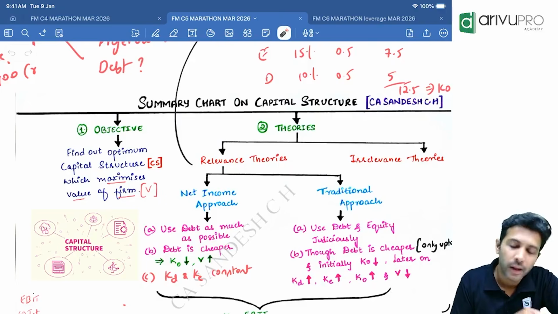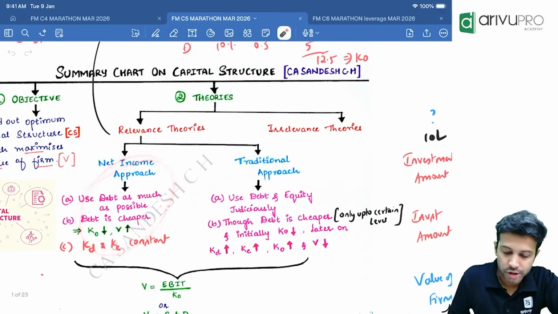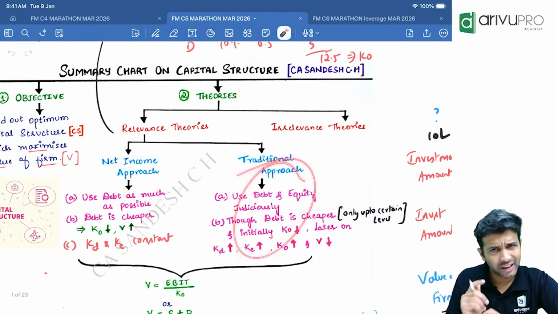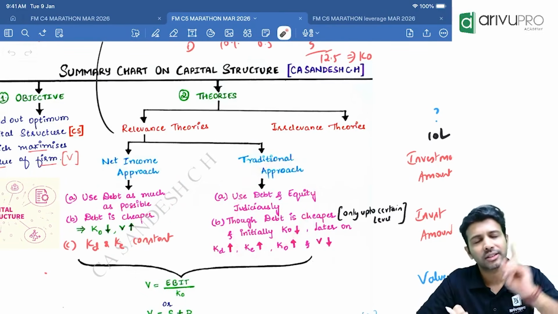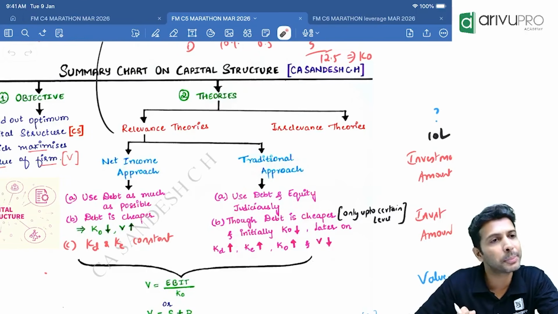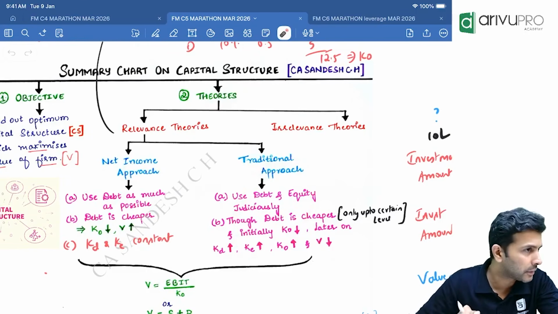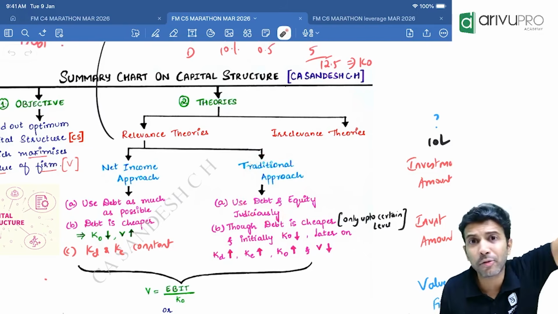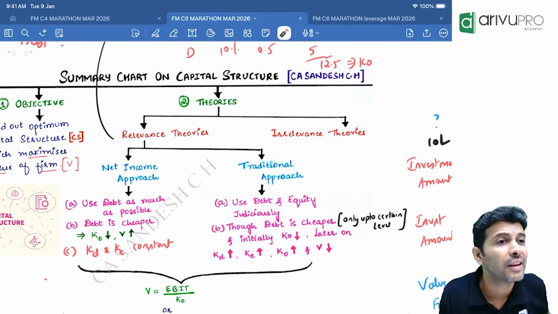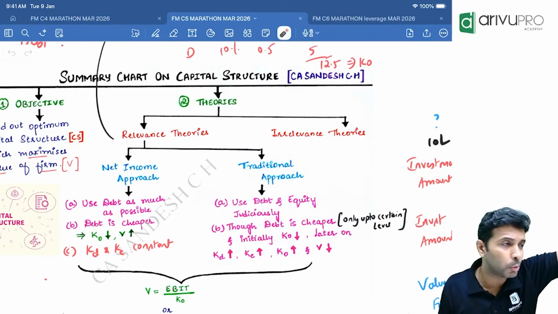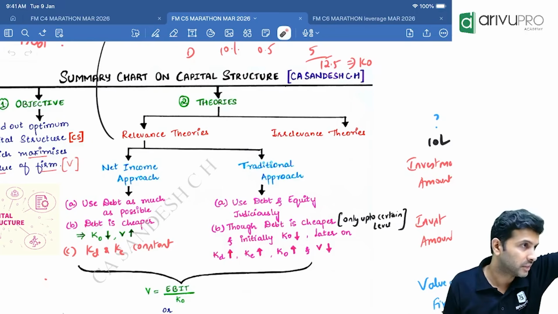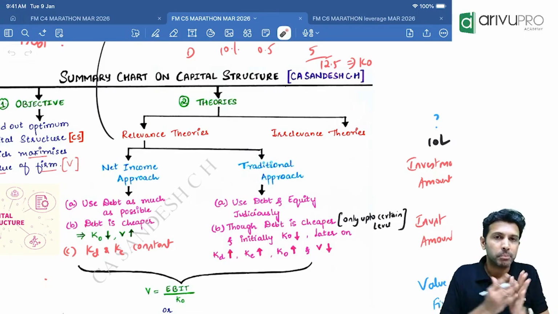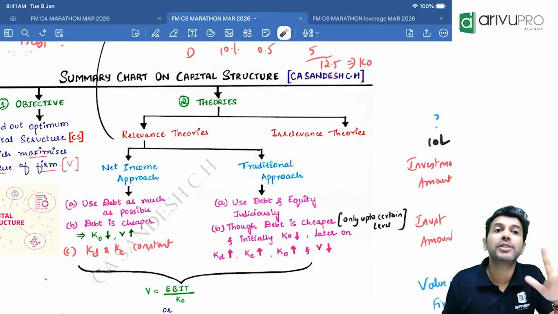Yes sir. This is about the net income approach. The traditional approach's argument is that it agrees on one point: compared to equity, debt is a cheaper source of finance. But what the traditional approach says is, debt will not be forever cheaper. Debt will be cheap only up to a certain level. That means, let's say, for my company the level is 50 lakh.